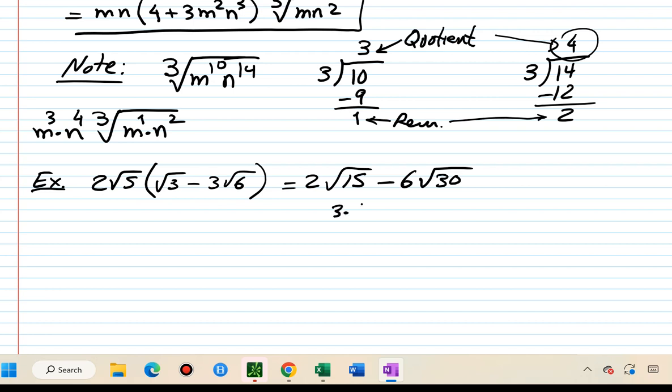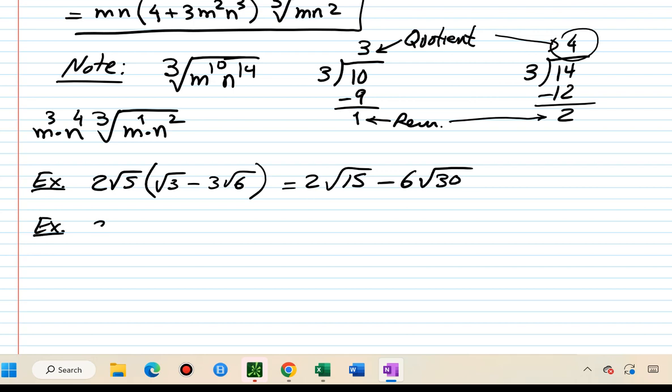Even if I write 15 as a product, 3 times 5, there are no perfect squares in 15. Yeah, there are no perfect square numbers in 30 either, so we cannot simplify them. That's as far as this will go. Let's try some other examples.